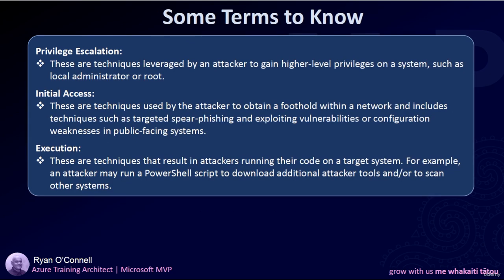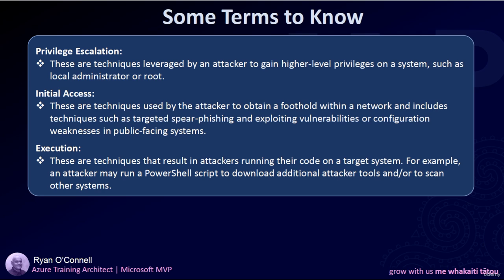Now, some terms to know. You'll hear the term privilege escalation, and these are techniques leveraged by the attacker to gain high-level privileges on a system, such as a local admin or root admin on a Linux or Apple macOS. We have initial access. These are techniques used by the attacker to gain a foothold into the network, which includes techniques such as spear phishing and exploiting vulnerabilities or bad configuration or weaknesses on the public-facing systems.